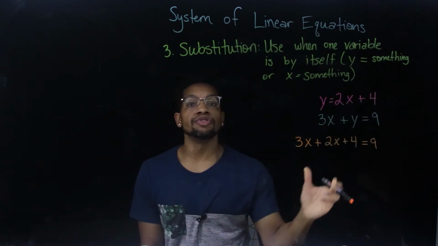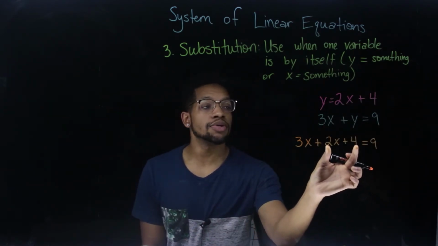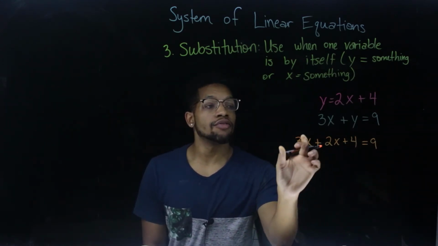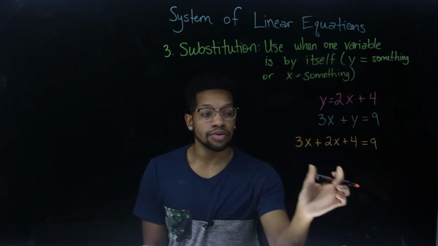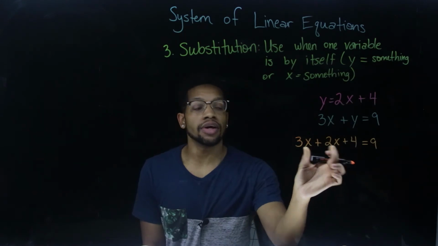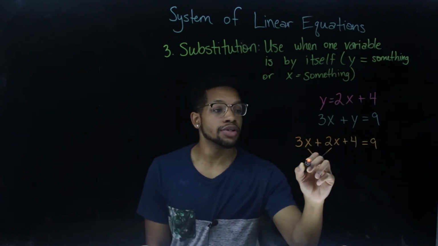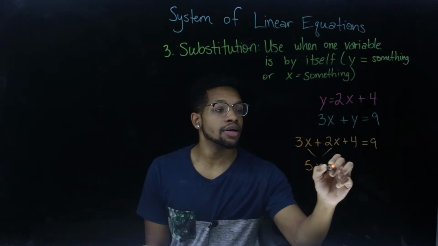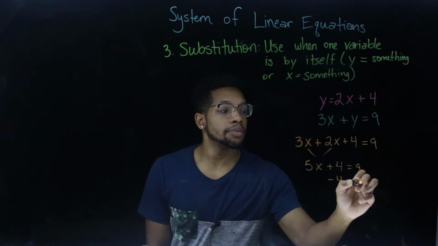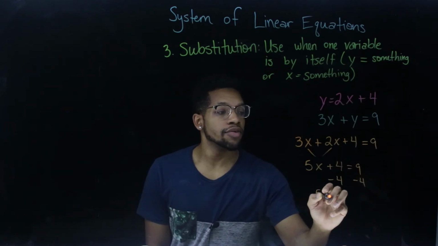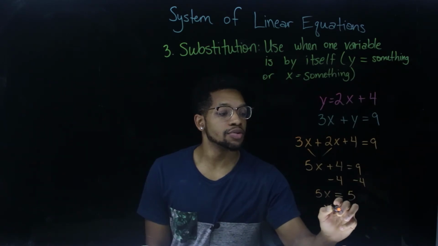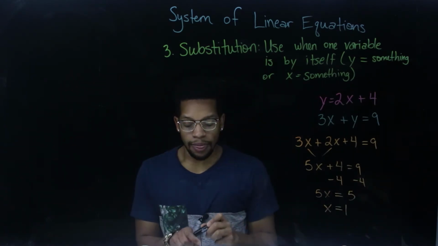All right, so I literally just rewrote the second equation, but I said 2x plus 4 instead of y because they're the same thing. And if you notice, now I have one equation and one variable. And I know there's two variables, but it's one unique variable. And so I can solve for that. So just combine like terms, that's 5x plus 4 equals 9. And then a two-step. So that'll be 5x equals 9 minus 4, which is 5. X equals 1.